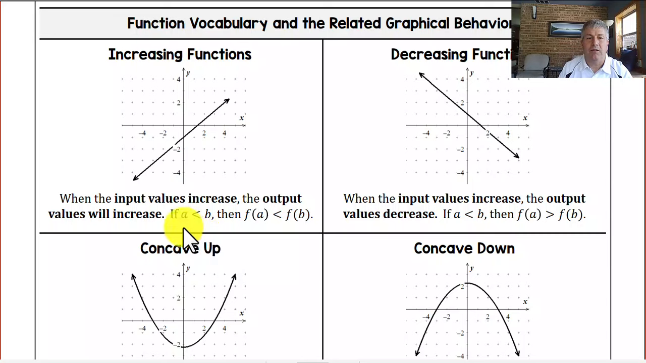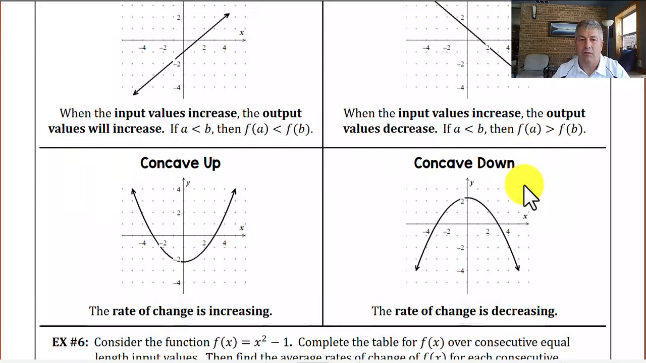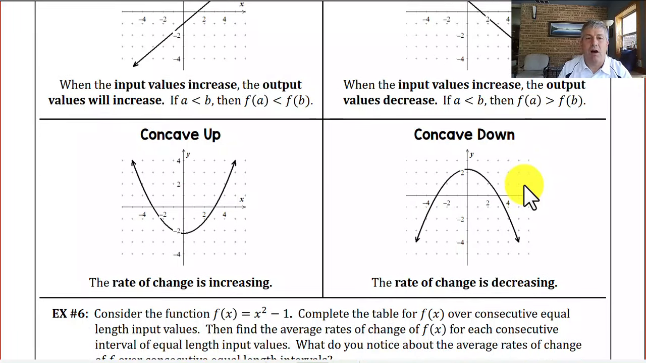Functions are increasing if our x's increase from left to right and our y's are also increasing. If our x's increase as we read from left to right and our y's are decreasing, it's a decreasing function. And here we have our concave up and concave down. A function is concave up if the rate of change is increasing. So we can see here the slope of our function is becoming less and less negative and then more and more positive. It's concave up.